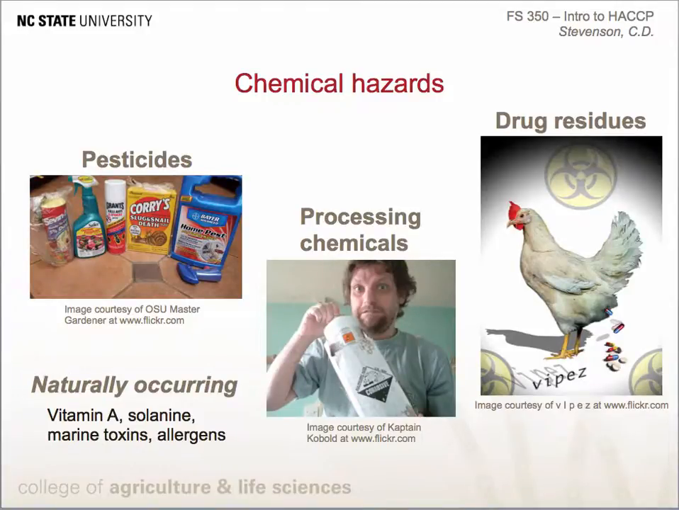Some foods, such as polar bear liver, may have toxic levels of vitamin A. Potatoes can produce a natural alkaloid, solanine, which can cause illness or death. Marine toxins are another source of naturally occurring hazards. Examples of these include scombrotoxic fish poisoning, ciguatera poisoning, paralytic shellfish poisoning, neurotoxic shellfish poisoning, and amnesic shellfish poisoning.